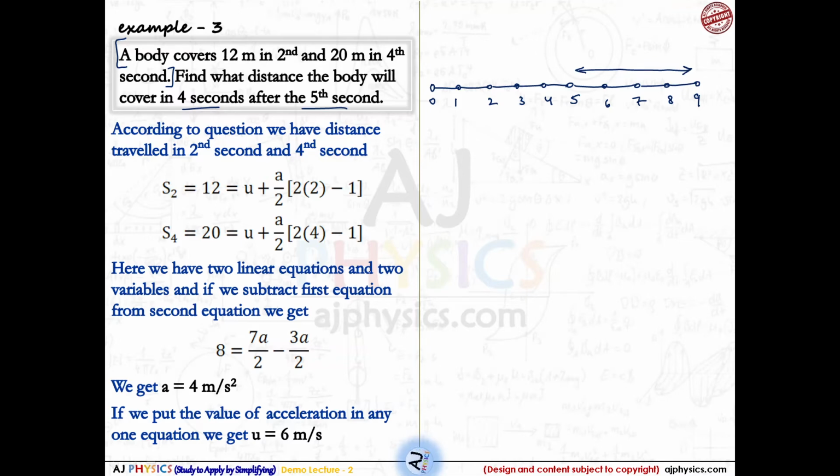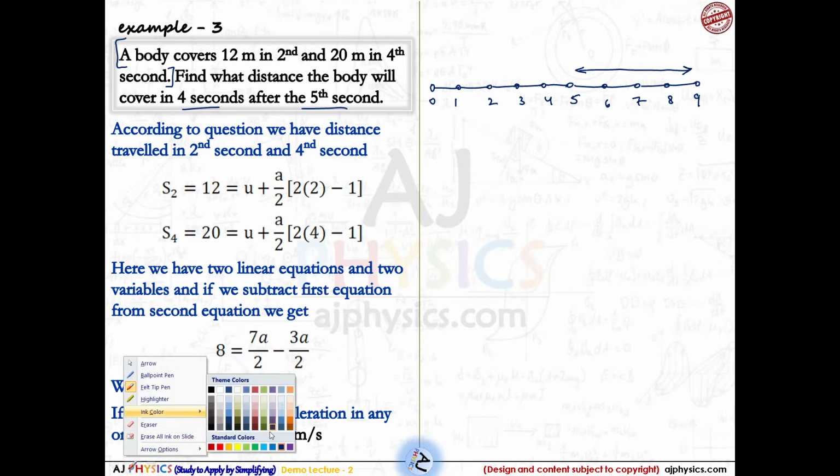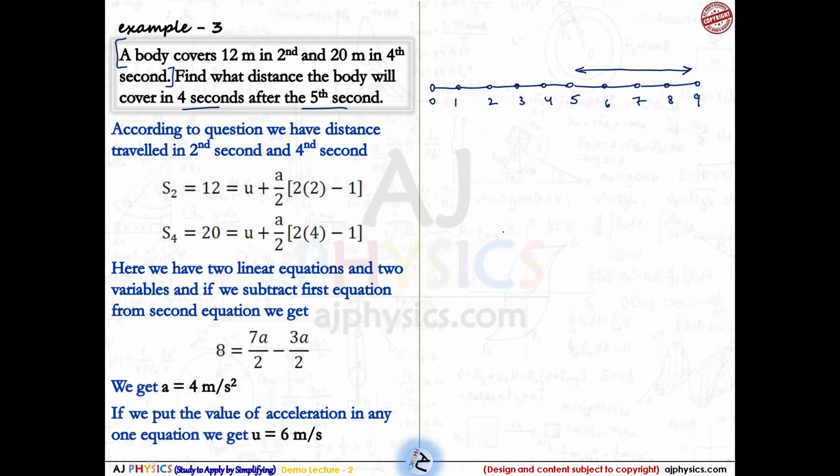Okay. We need this distance. So how will we find this distance now? Let me tell you one thing. The total distance which was covered here, that will be 9 seconds. This is the total distance covered. We can imagine it like this. Okay, and we can also calculate the distance in 5 seconds.